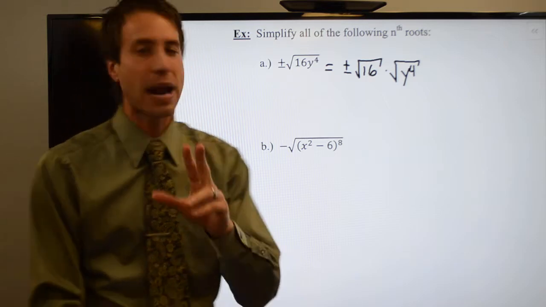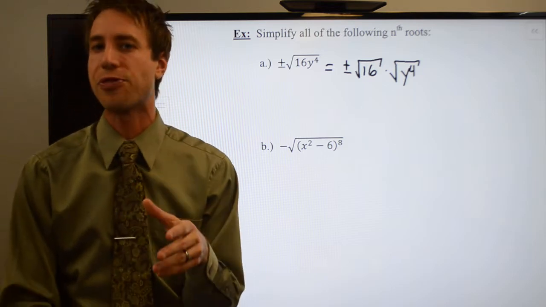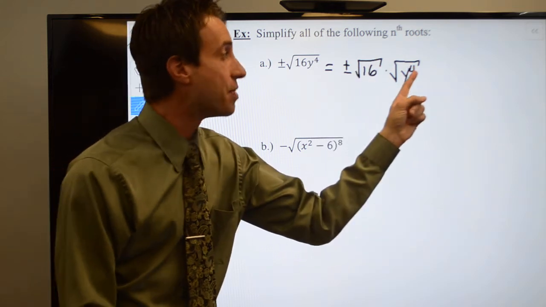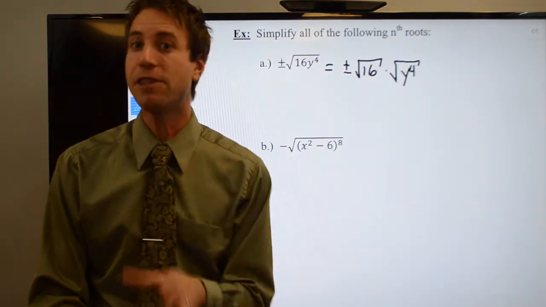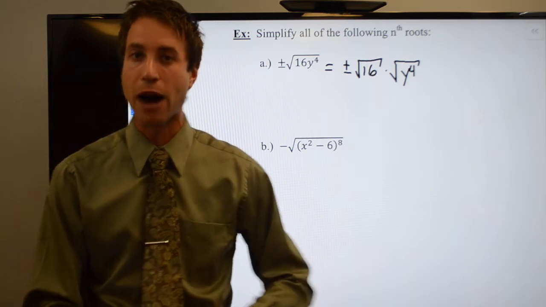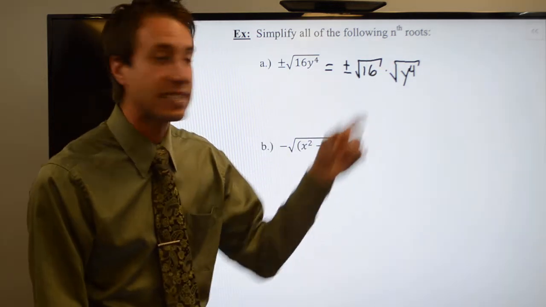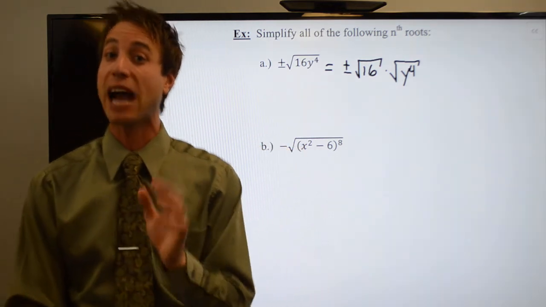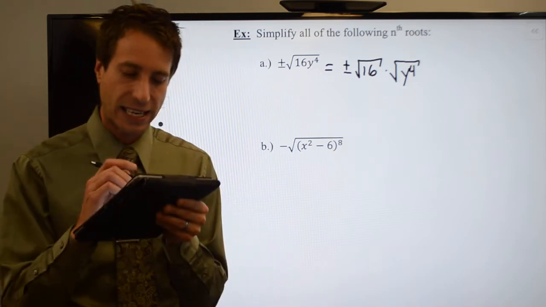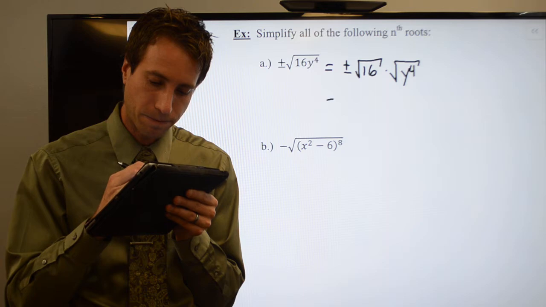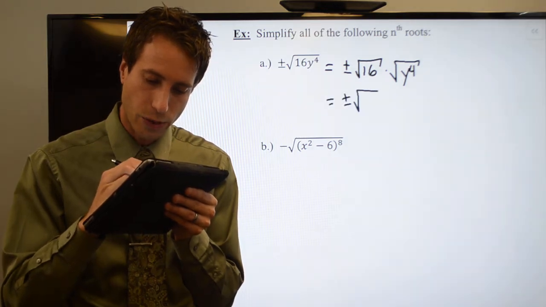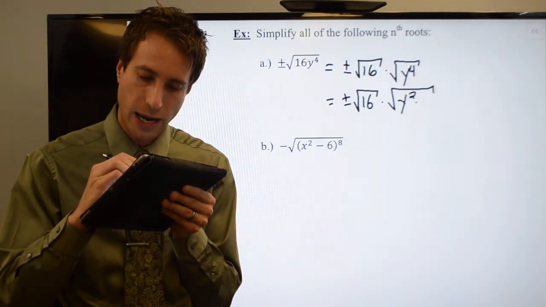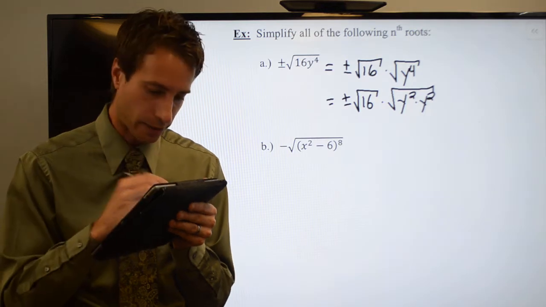We'll get there. But I mentioned to you on the previous page of the notes, one of the things we're going to need to do to simplify these is we need to get the index and the power to match. If they're the same, then they'll cancel each other out. And right now they don't match. I have an index of 2, but the power is 4. But I showed you on the previous page that I can rewrite y to the 4th. In fact, I can rewrite it like this. Plus or minus the square root of 16 times the square root of y squared times y squared.